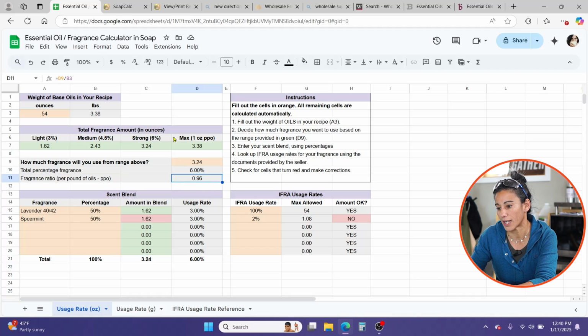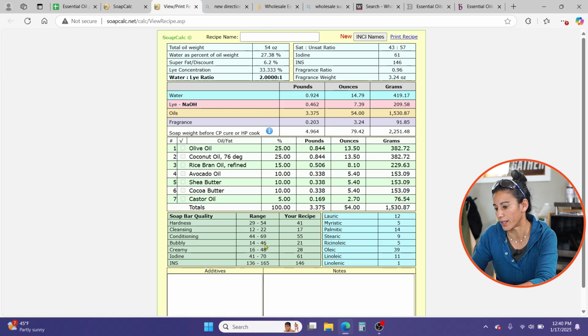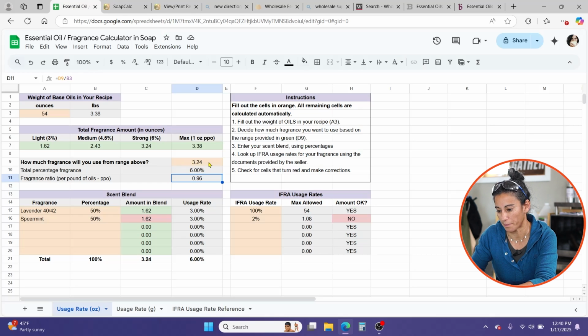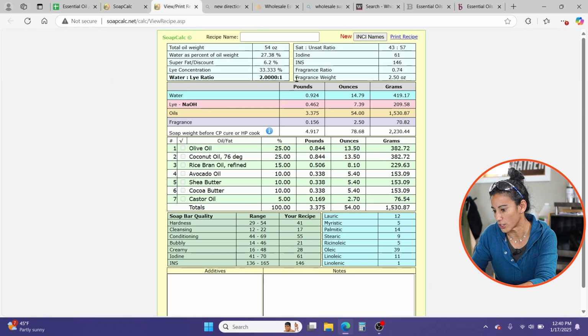So this way you can add this into Soap Calc if you wanted to. Make 0.96 over here, calculate, then you'll see that your fragrance amount is 3.24, which should match the spreadsheet. Yeah. So if we go back, the ratio in this particular recipe, and this recipe used a fragrance oil, the ratio in here was 0.74, which means the total is 2.5, and that's written right here.